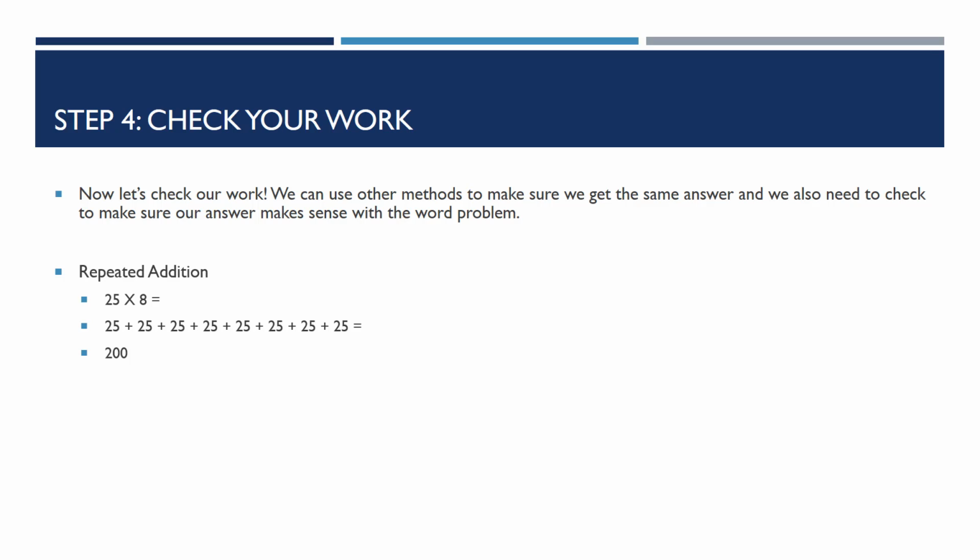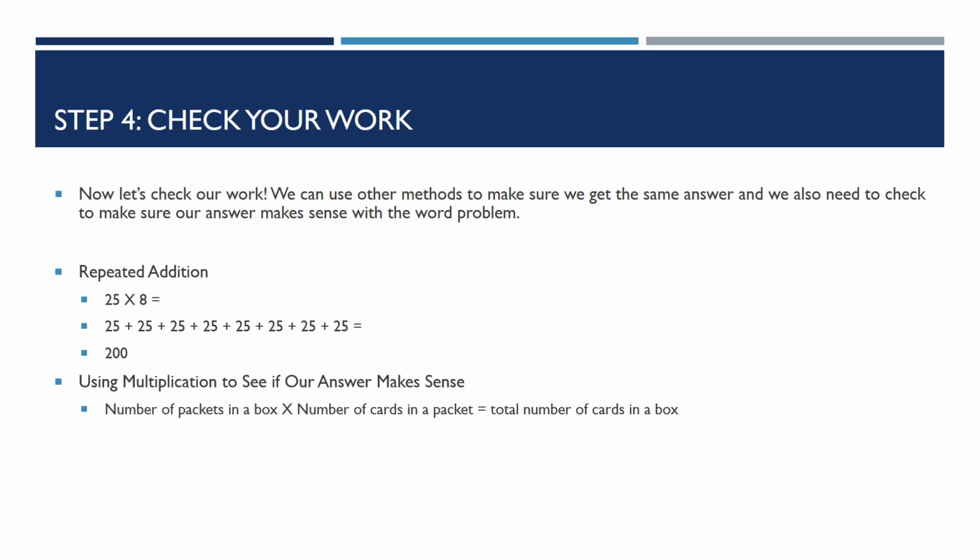Now let's check to make sure our answers make sense using multiplication. We were multiplying the number of packets in a box times the number of cards in a packet to equal the total number of cards in a box. We found out that we needed to multiply 25 times 8, which gave us 200. This means there are 200 Pokemon cards in a box, which makes sense.